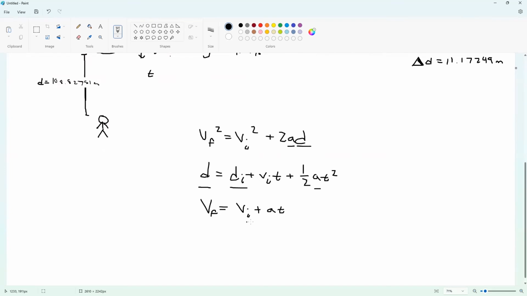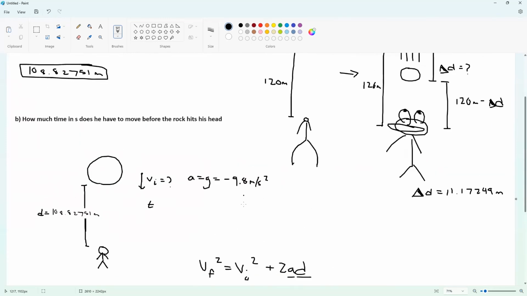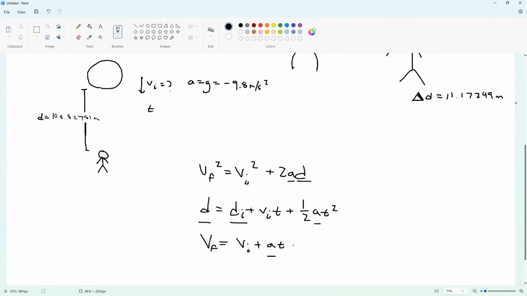Do we have the final velocity? No. Initial velocity? No. Acceleration? Yes. Time? No. So this last one is basically dead useless. We have too many variables here. This one, we could either find final velocity, initial velocity, or time. Let's pick one that we can possibly find.